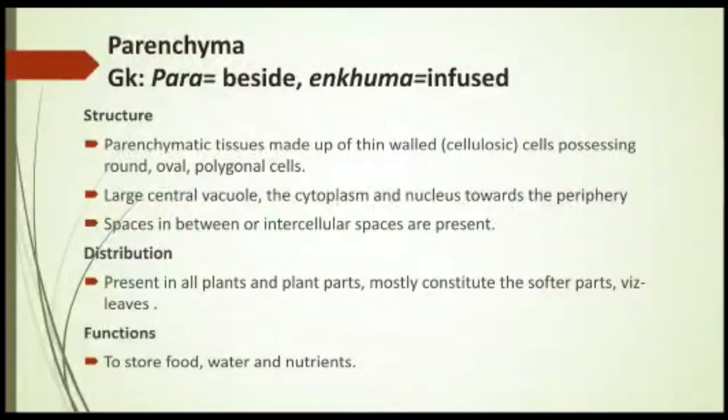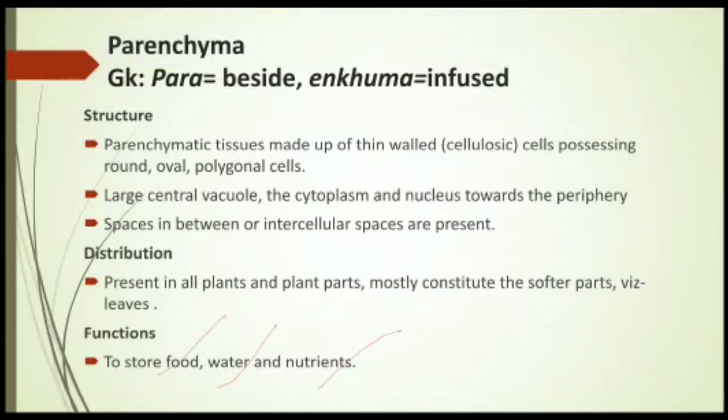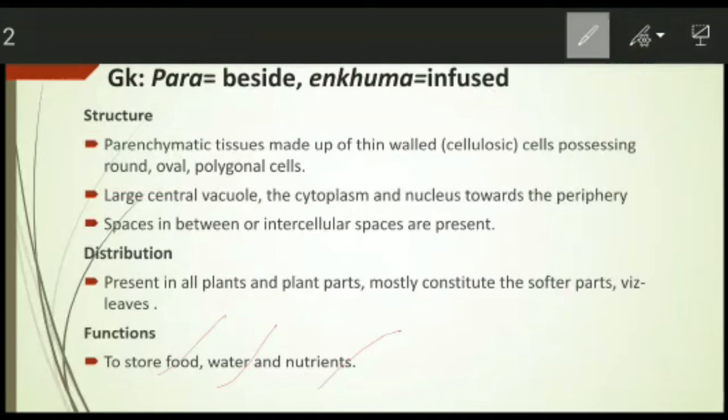So students, let's start with the first type of simple permanent tissue, or the supportive tissue. Beside giving support to the plant body, it plays a major function to store food, water and nutrient. It means it plays a major role as a storage tissue or storage cells also. So let's see its structural characteristics.